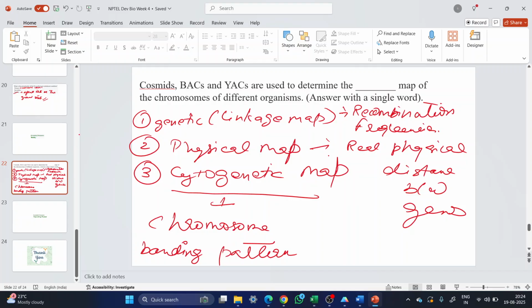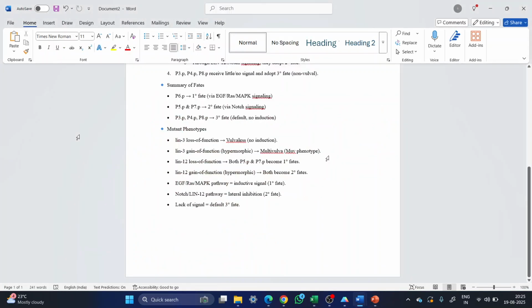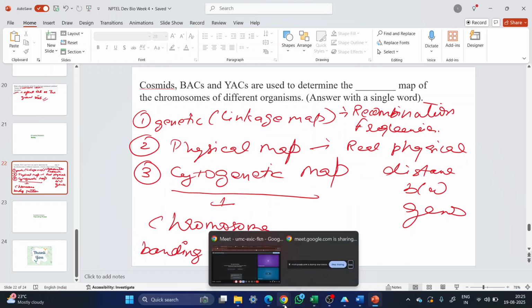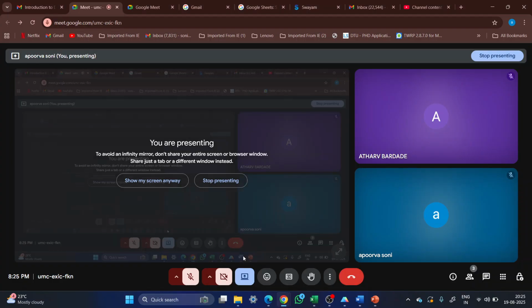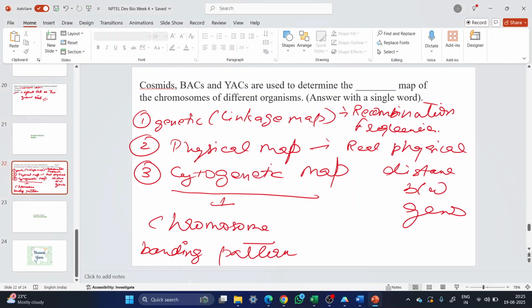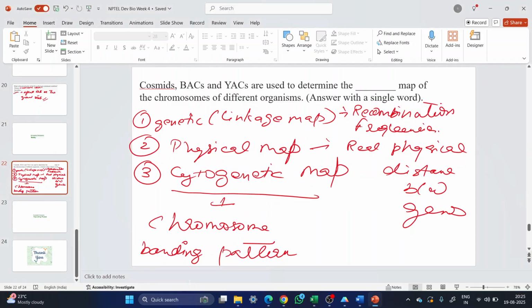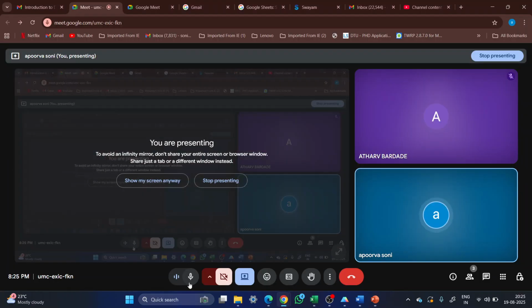So remember, this is important whenever you're studying the physical map: physical maps are based on actual DNA sequence or clone fragments. So these are basically large cosmids, BACs, and YACs. These are large cloning vectors, I mean, they can clone large inserts. So I hope this is clear to you.